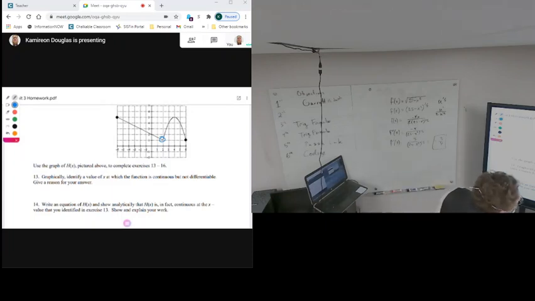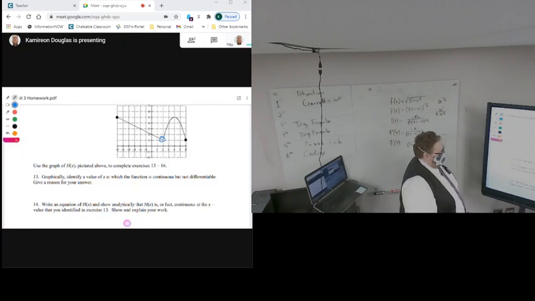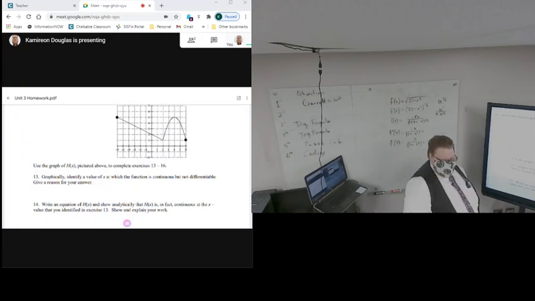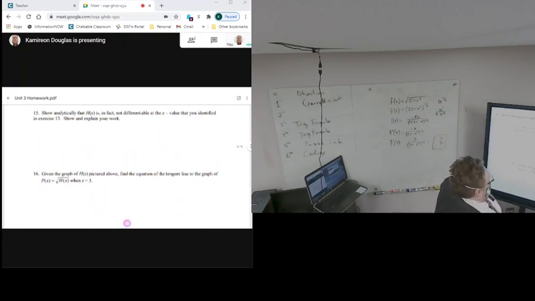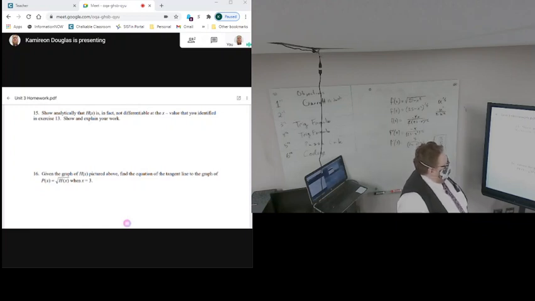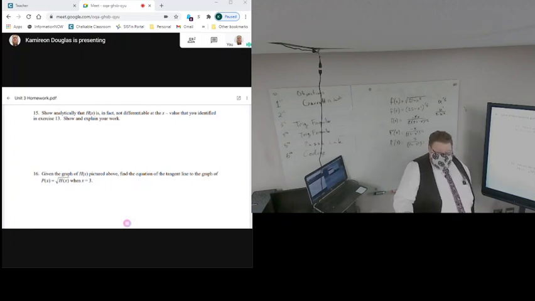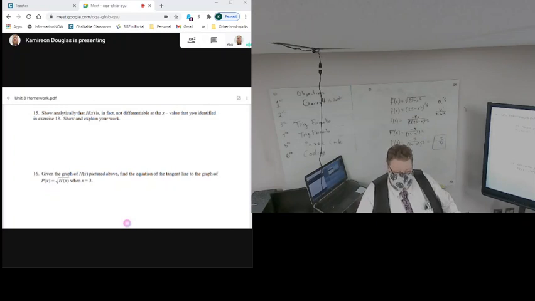Let's see. Out of all the problems on here, 14 was surprisingly a lot of work, just because you have to find 2 equations. But otherwise, it's pretty straightforward. You gotta see it as both pieces. I think 15 was the one using this one. Show analytically that h of x is in fact not differentiable at the x value that you identified in exercise 13. Show and explain your work. So once you have the equation, what you can do is, the way differentiability works is the derivatives have to match. So you can take the derivative of a piecewise function, which would be just take the derivative of the left piece, derivative of the right piece, and do they match?